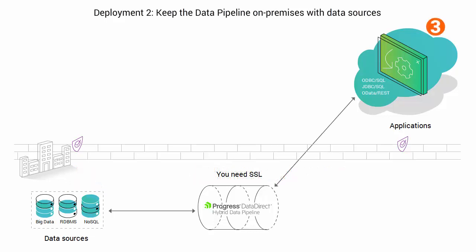Since your apps are in the cloud, you'll need to configure your client to use SSL because your data is traveling over the internet. Depending upon your application, download the appropriate driver installer. Copy the certificate and security files created during data pipeline installation and place them in the same directory as the ODBC or JDBC installer. Then install and configure the driver. Finally, configure your business apps to use ODBC, JDBC, or OData. This deployment scenario is especially suitable if you want to use OData with your cloud-based apps.